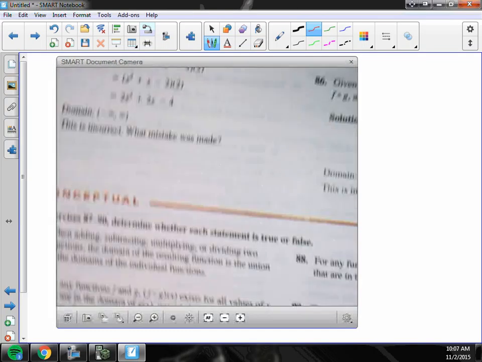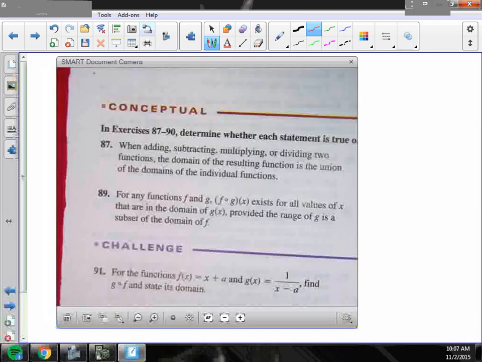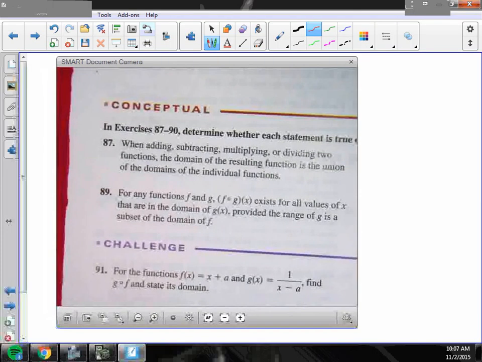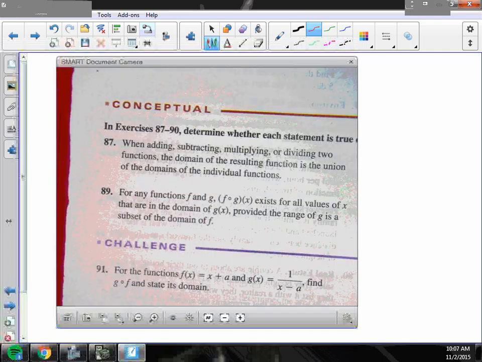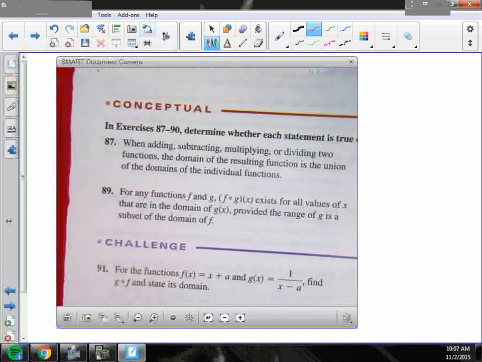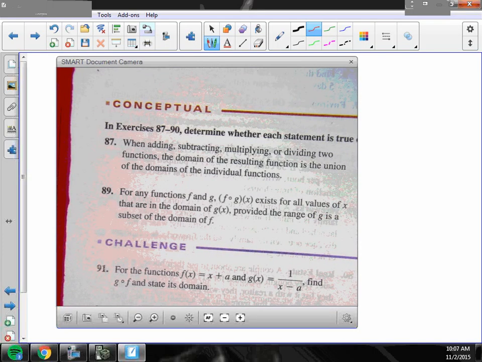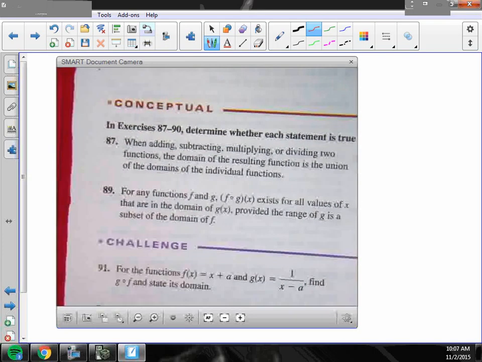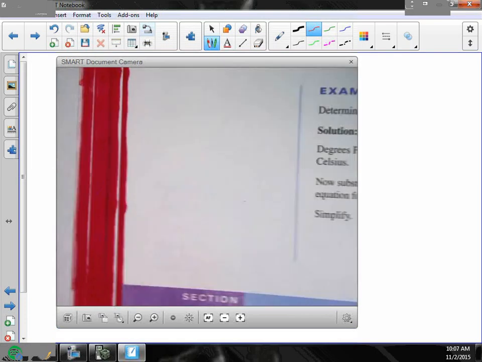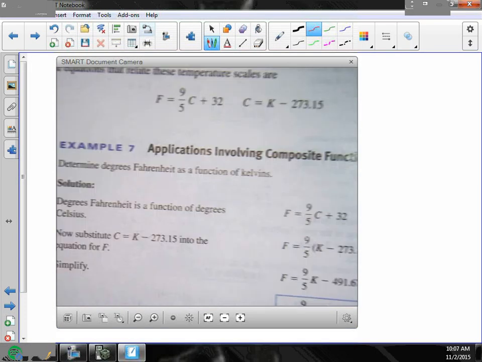Okay, true or false? Number 87. When adding, subtracting, multiplying, or dividing two functions, the domain of the resulting function is the union of the domain of the individual functions. Why? If we go back, they stated it.